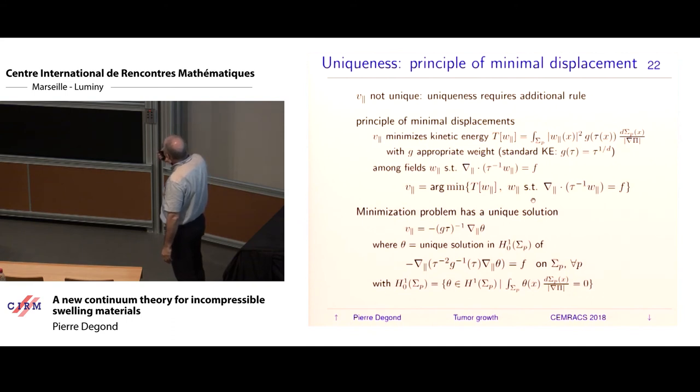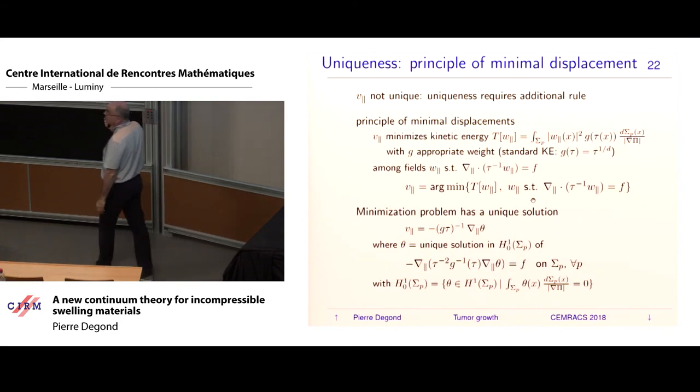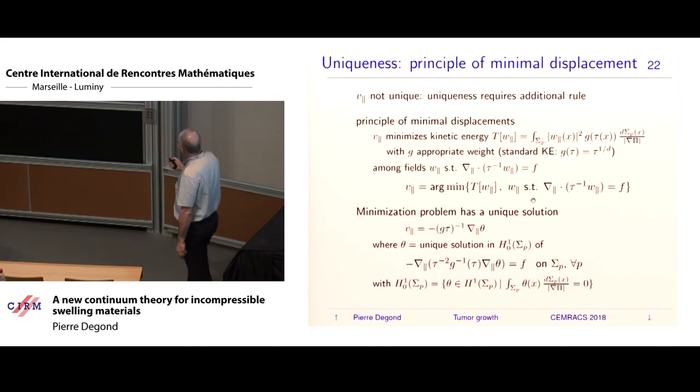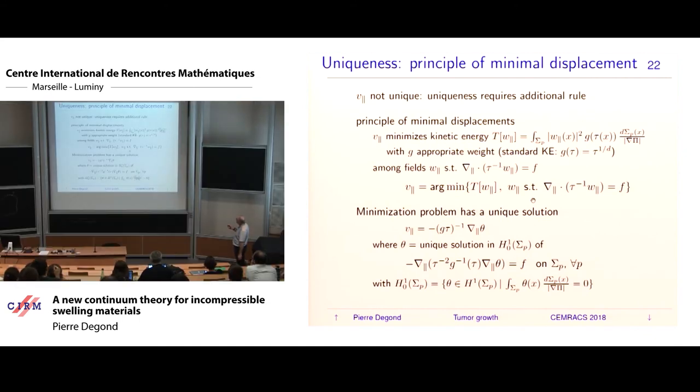So here there is a weight, so you can forget it, but basically it may happen, depending on the modeling assumptions, that you have to weight the square of the velocity by some way depending on the volume. And again, you integrate over this measure, this coarea. This gives you the kinetic energy. This guy is the kinetic energy density. And you try to find V parallel to be the minimizer of this kinetic energy among the W parallel that satisfy the parallel divergence constraint.